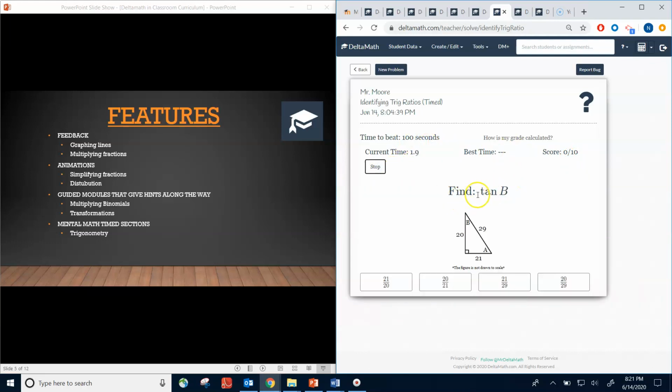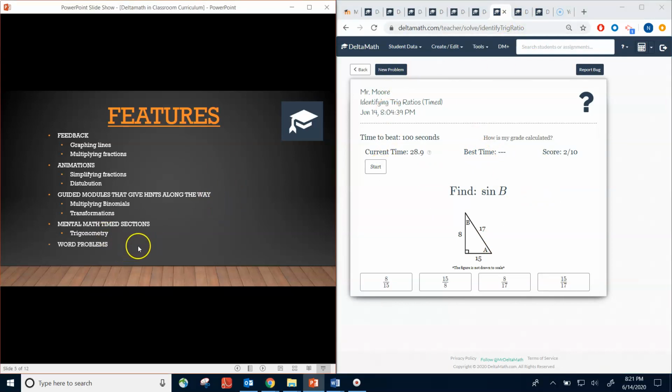All right, find tangent of B. And so then I'd have to look here at tangent and know, okay, what is tangent? Well, that is the opposite over the adjacent. So it would be 21 over 20. I'd have to look down here to find it. 21 over 20. Next, find cosine of B. Well, here's B. I know cosine is the adjacent over the hypotenuse. So 36 over 45. 36 over 45 is here. And then we'll try to beat their scores.